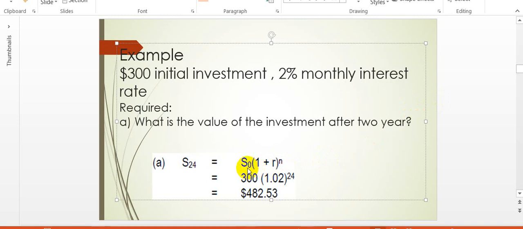So the 300 being the principal, being invested at 2% monthly. There are 12 months in a year, 24 months in 2 years, so to the power 24. This amount would equate to $482.53 after 2 years.